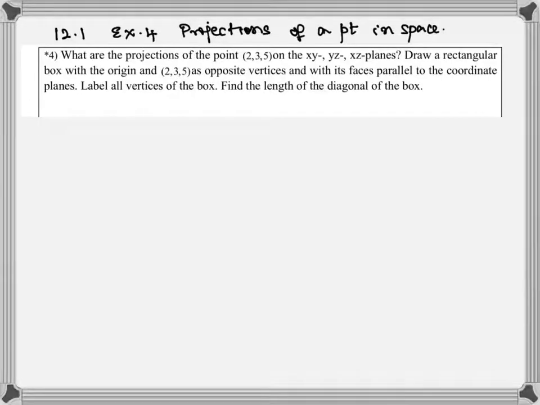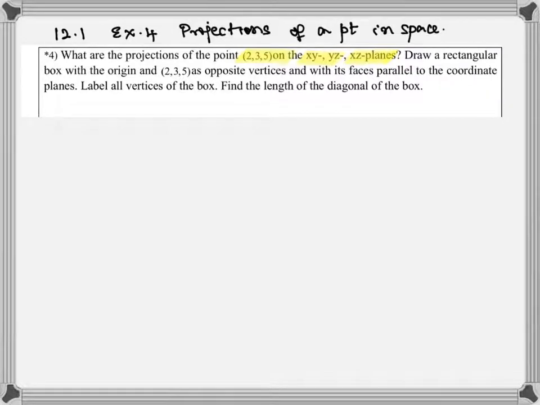Hi, in this video, I will be explaining problem number 4 from chapter 12, section 1. This is about projections of a point in space. What are the projections of the point (2, 3, 5) on the xy, yz and xz planes?